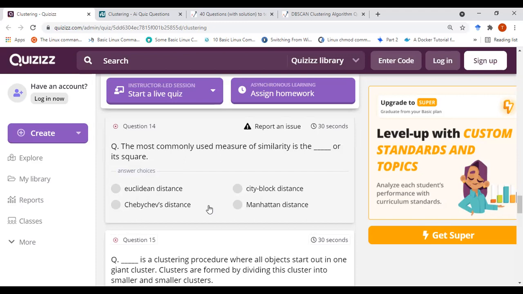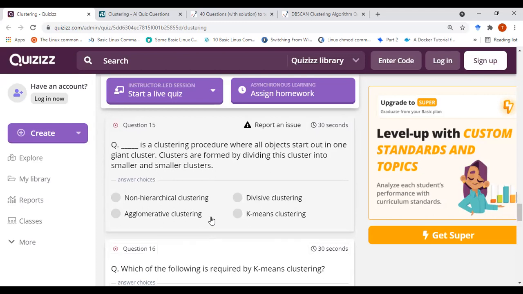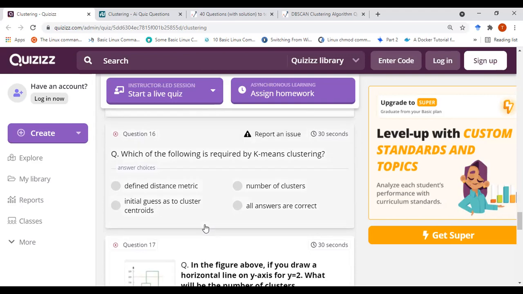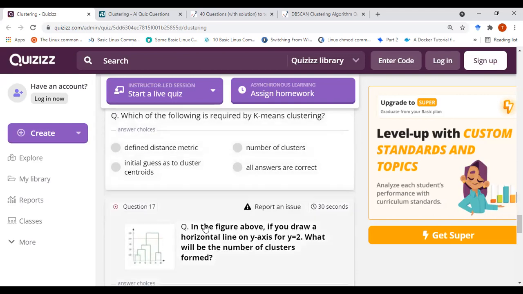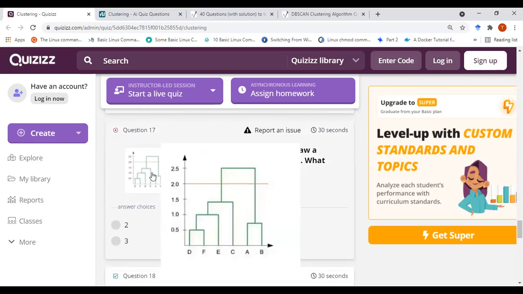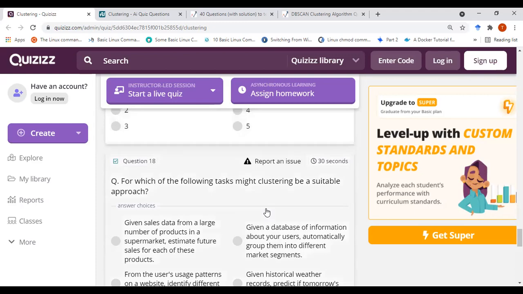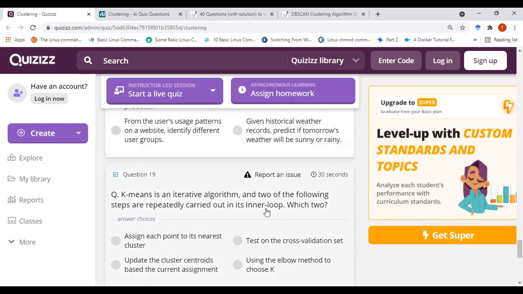Euclidean. Yes, city block is the Manhattan distance. Chale shabash, ye batayen. Dash is a clustering procedure where all objects start out in one giant cluster. Divisive clustering, top down. Which of the following is required by k-means? अच्छा, ये डायग्राम देखें। How many clusters will be formed? Exactly, right. ठीक है, two is the answer. So this is a basic question.